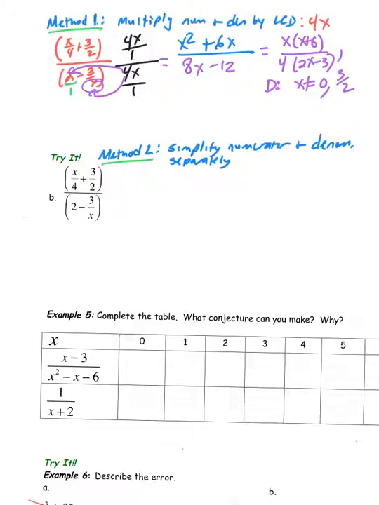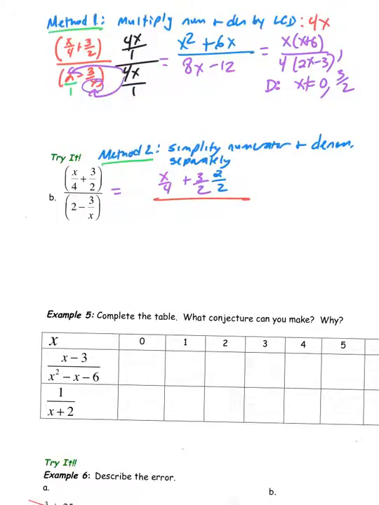Okay, let's try method 2. Method 2, we're going to simplify the numerator first and then the denominator. So let's work with the numerator. The least common denominator of the numerator is 4. So I'm going to have x over 4 plus 3 over 2. And I'm going to multiply by funny forms of 1. So I'm going to multiply the quantity 3 over 2 by the factor 2 over 2.